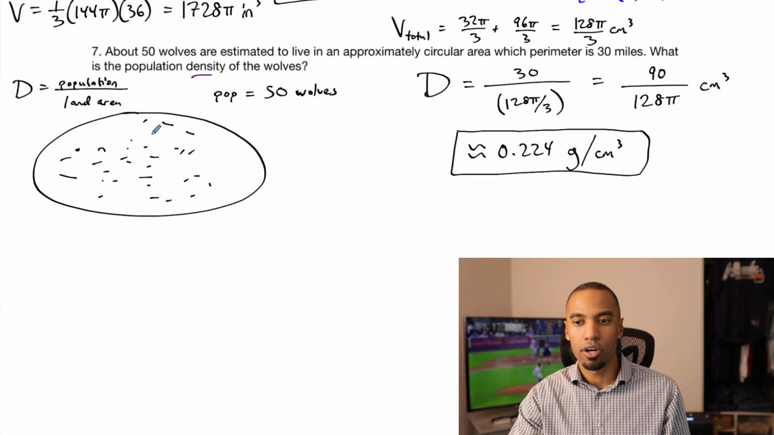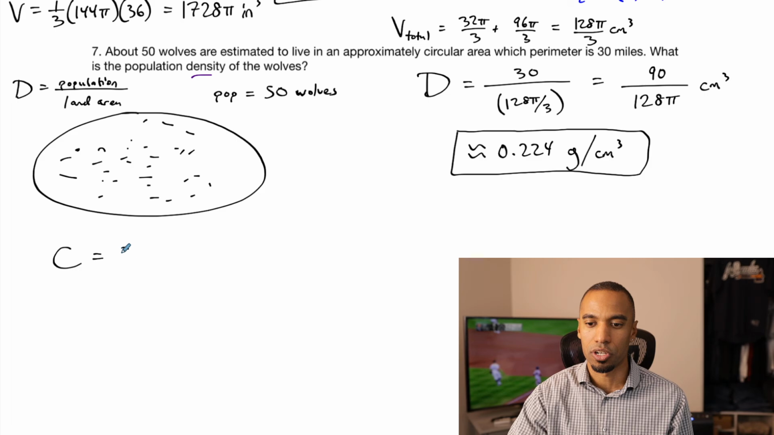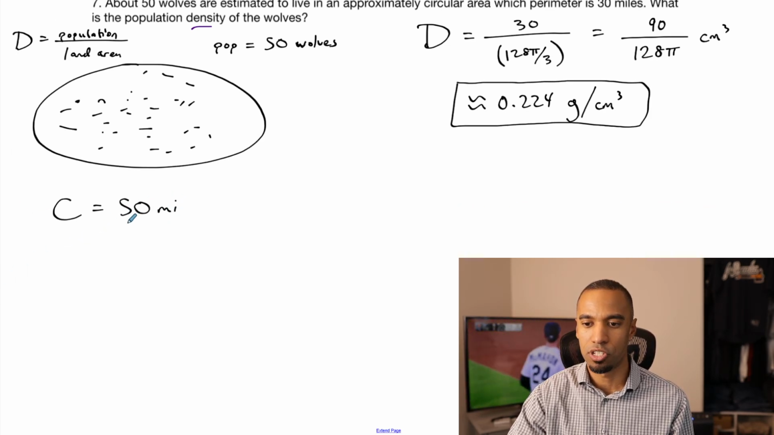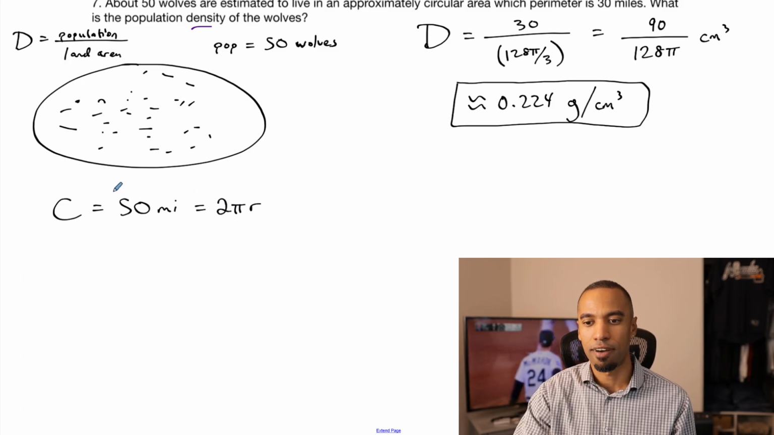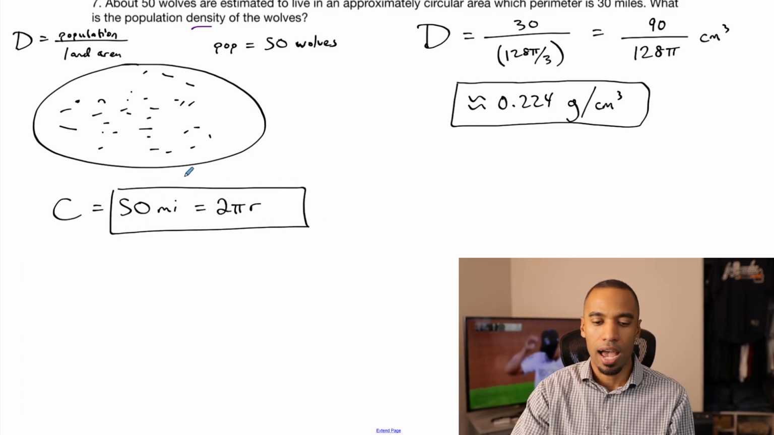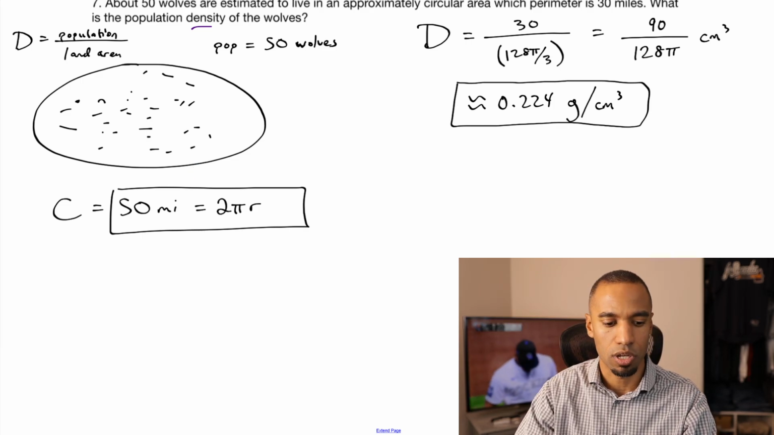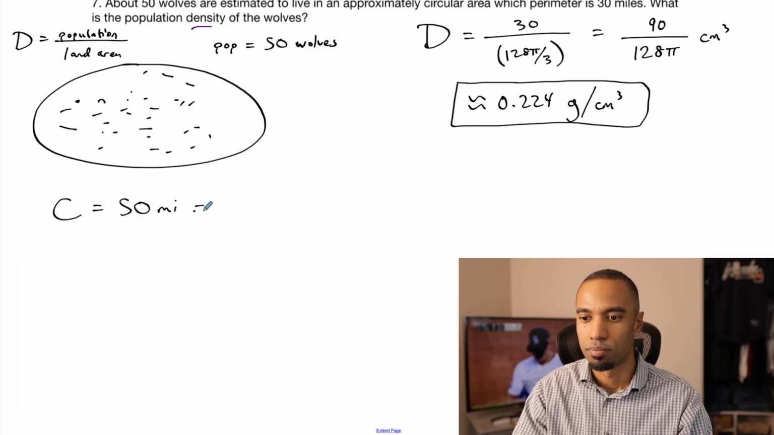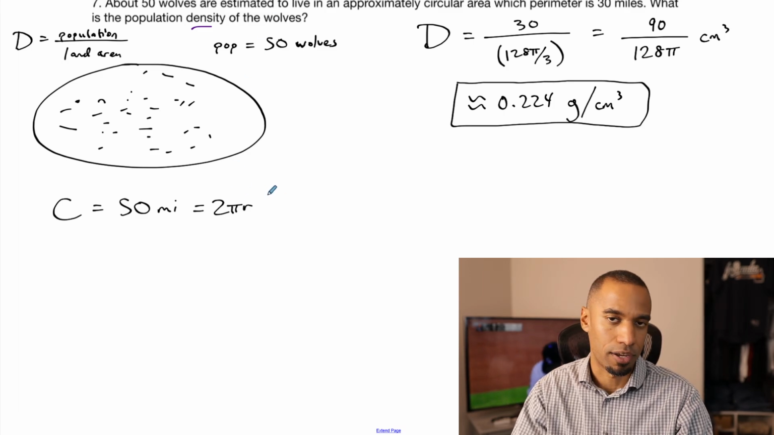We have a perimeter of 30 miles. In a circle, that means the circumference. The circumference of this thing is 30 miles. And a circumference is 2 pi r, 2 pi times the radius. I need to find out the radius here in order to find the area, right? Okay, my undo button's not working anymore.